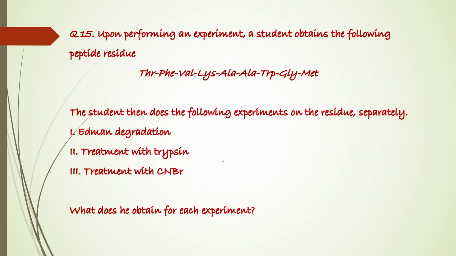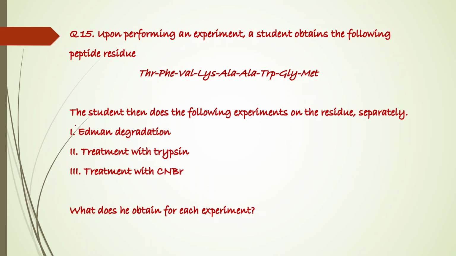Okay. This is again a very important question. I would like all of you to solve this particular one individually. It states, upon performing an experiment, a student obtains the following peptide residue. So you have your peptide residue given to you. The student then does the following experiments on the residue separately. So this is your peptide residue. Now you are performing these experiments on this peptide sequence.